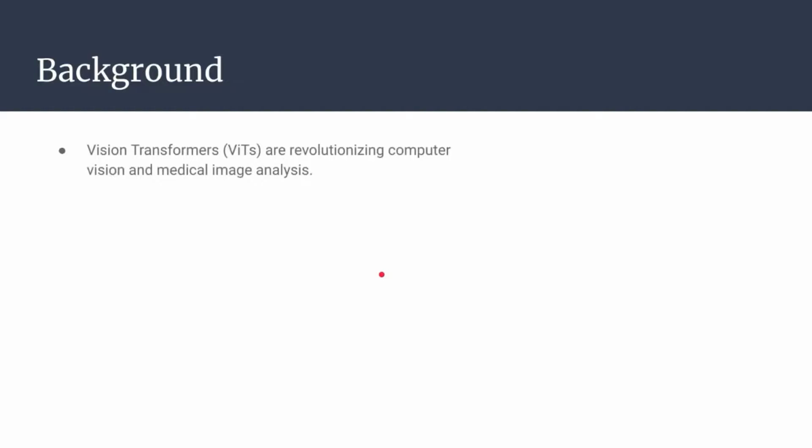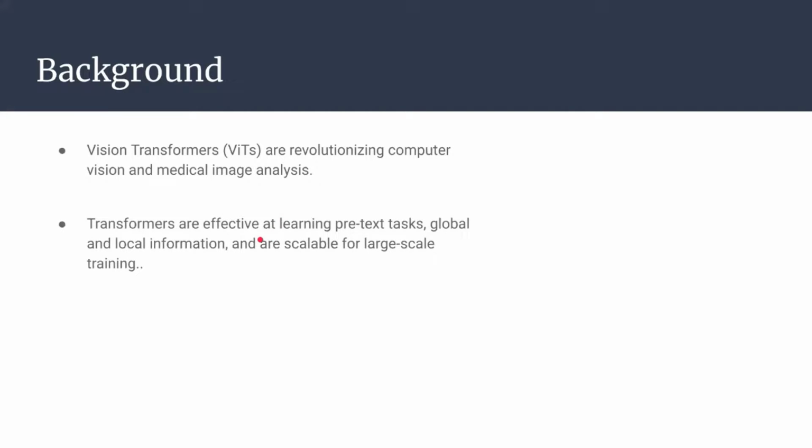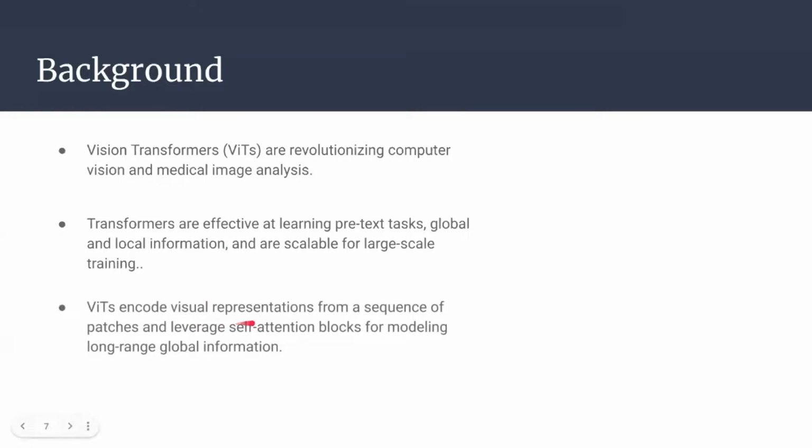In the past, medical image computing was dominated by CNN-based architectures. Then we all know the vision transformer came, and vision transformers are revolutionizing computer vision and medical image analysis. Transformers are effective at learning pretext tasks, global and local information, and are scalable at large-scale training. Unlike CNN, which focuses on local information, transformers are good at both local and global. ViT encodes visual representations from a sequence of patches and leverages self-attention blocks for modeling long-range global information.